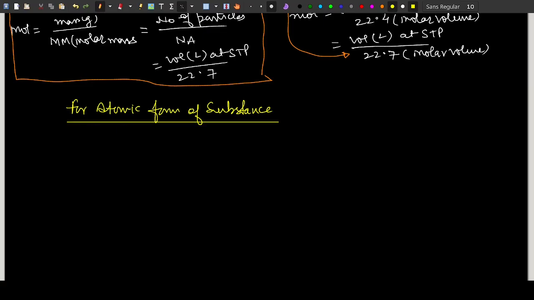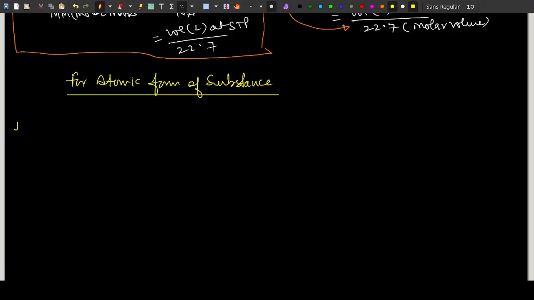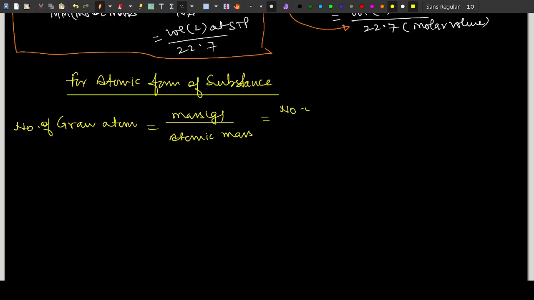Here we can say number of gram atoms is equal to mass in gram upon atomic mass. This is equal to number of atoms upon Avogadro's number, and this is equal to volume of gas at STP upon its molar volume, which is 22.7.